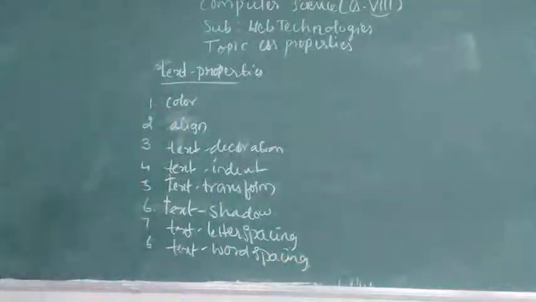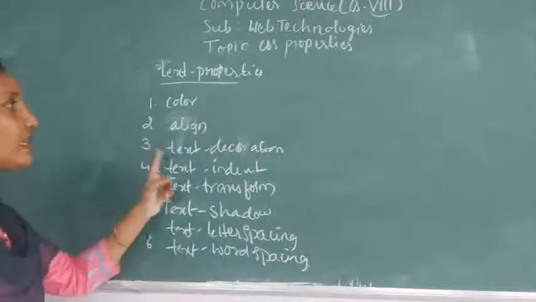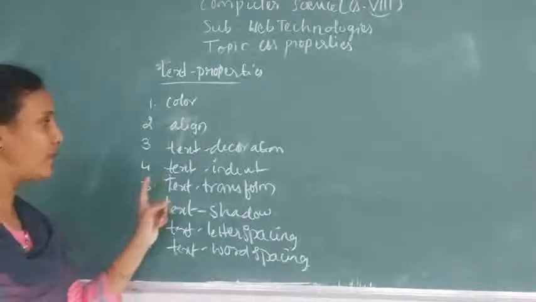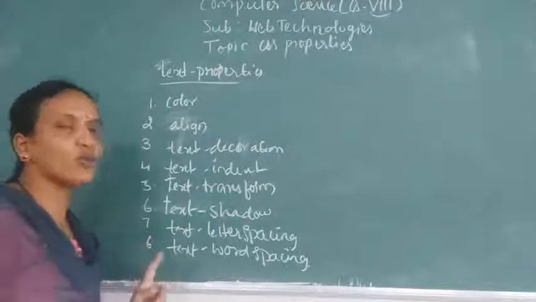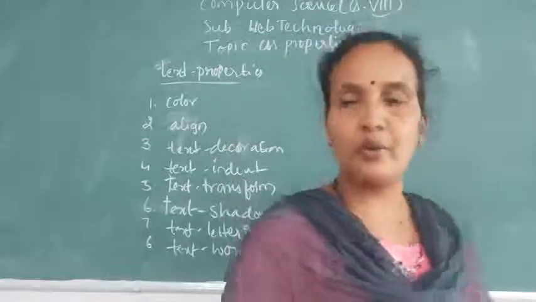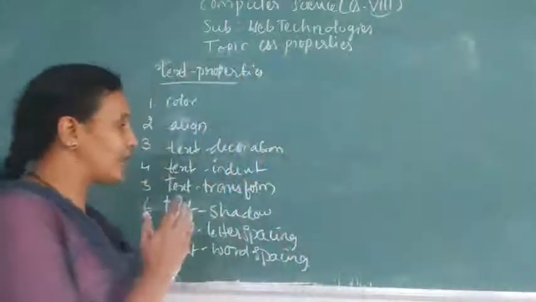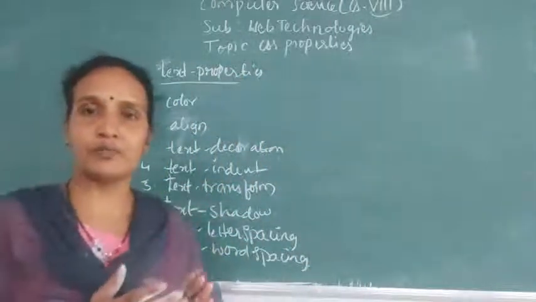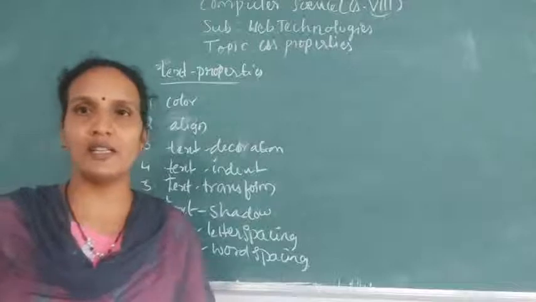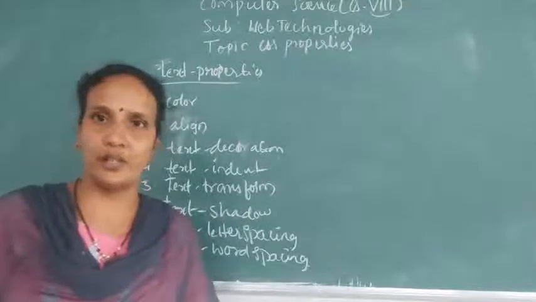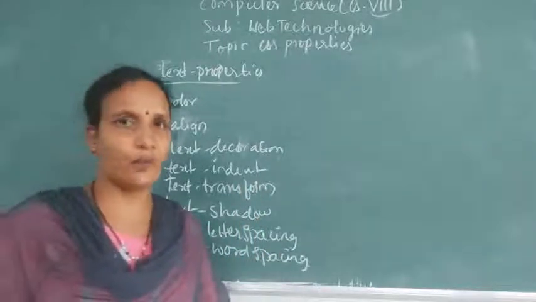Okay, so these are all text properties: color, text alignment, text decoration, text indent, text transform, text shadow, text letter spacing, text word spacing. Whatever properties you have here, all are related to your text. These text properties I will explain in the next class, and in today's class I will give you the execution part of the font properties. Then you will understand how to give font properties to the text. In the next class I will explain the text properties and give you the practical part of text properties. Okay, thank you.